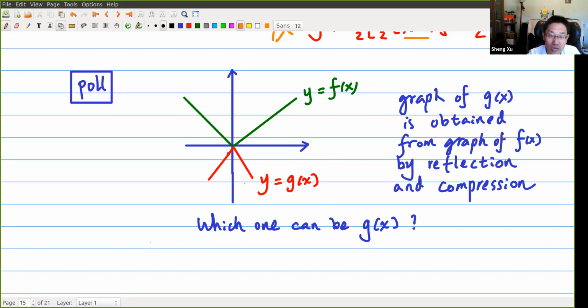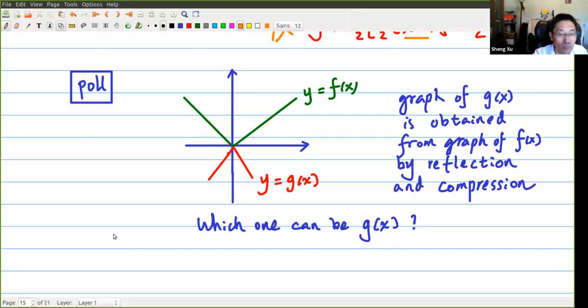In the x direction, the range is different. In the y direction, the range is also different. So I tell you which one can be g(x), okay? Of course, some of them cannot be true, but one of them maybe is the correct answer. So I want you to pick that form for g(x). This is a little bit harder problem, okay? So think, I'll give you 1 minute to work on that, and see if you can get that.